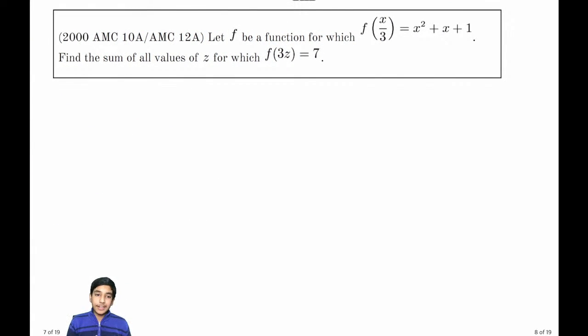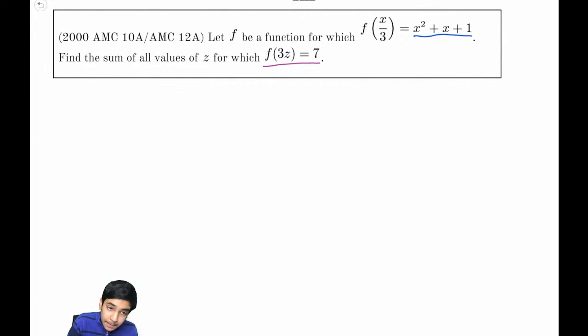We're using a little bit of a function here. Okay, so let f be a function for which f of x over 3 is equal to x squared plus x plus 1. We want to find the sum of all values z such that f of 3z is 7. Okay, so how can we approach this? Well, we immediately see that f of x over 3 is x squared plus x plus 1. So what we really want is to somehow plug f of 3z into our function here, because we know the value of f of 3z to be 7.